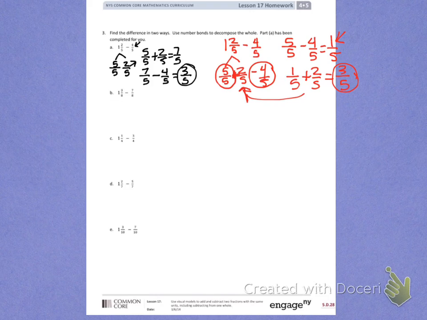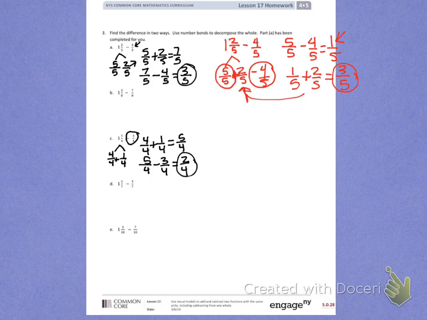The next problem I'm going to do is letter C, and I'm going to do the same two methods as I just did in A. So 1 1/4 minus 3/4. The first way is I'm going to decompose 1 using number bonds into 4/4 and 1/4. Now I know those are going to add together to make 5/4, so I'm just going to show that work. 4/4 plus 1/4 makes 5/4. And that's really just coming from this decomposing right here. And I'm going to take my 5/4 and subtract off the 3/4. And that makes 2/4. So there's one way of doing it.